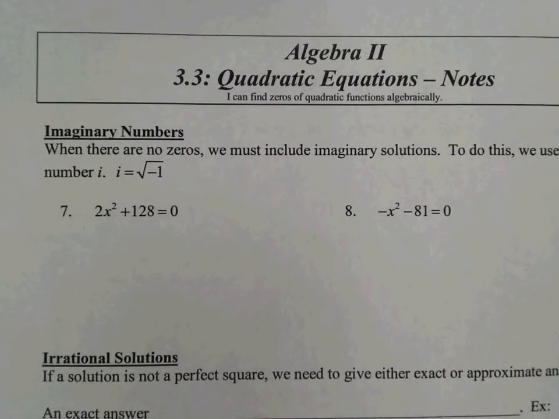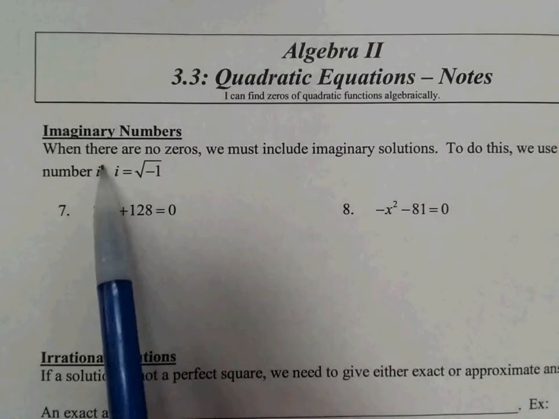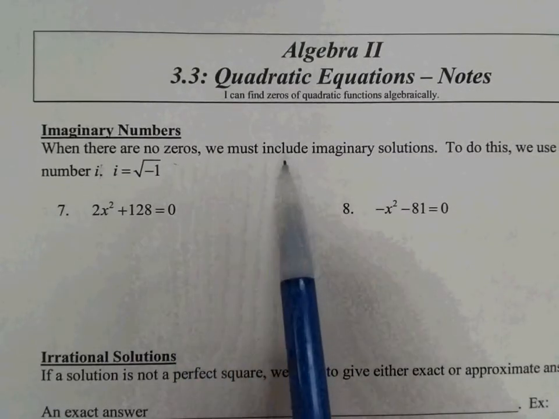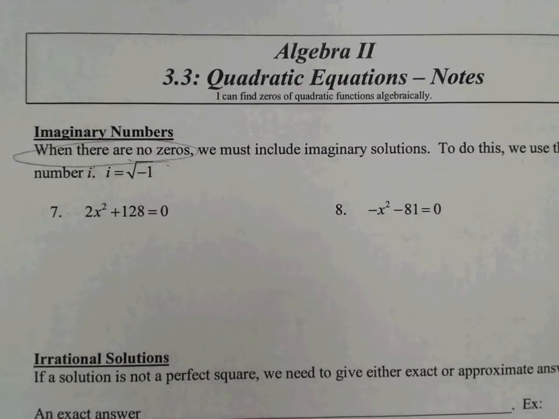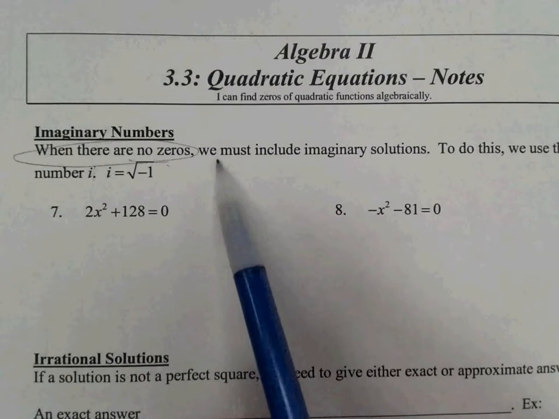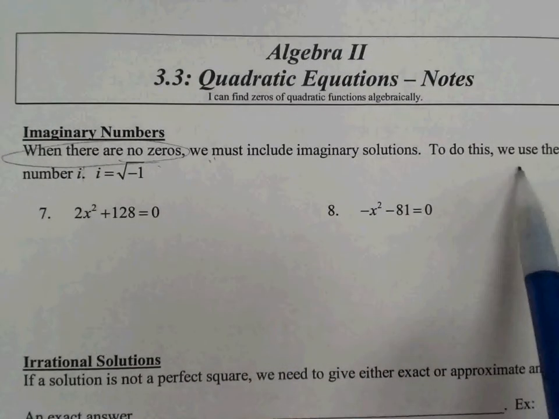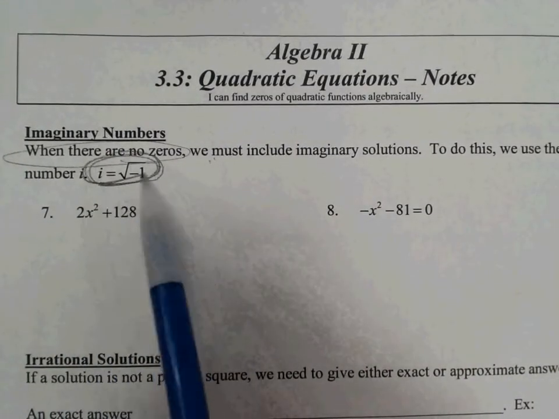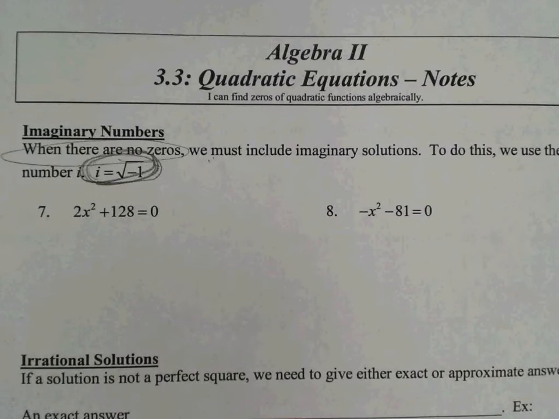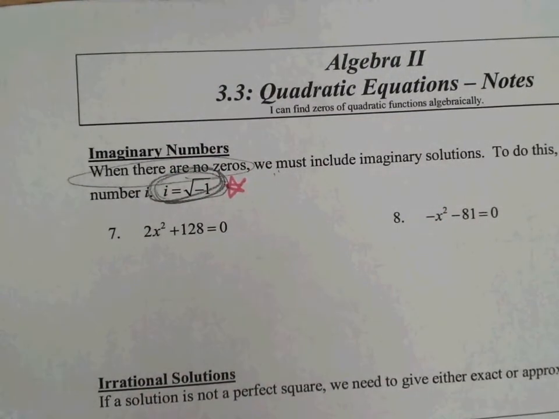On the back, this is a refresher from what we learned in 3.2 about imaginary numbers. When there are no zeros, so there's no places where that quadratic equation hits the x-axis when we graph it as a parabola, then we must include imaginary solutions. To do this, we use the number i. So i equals the square root of negative 1. Super important definition of imaginary numbers right here.